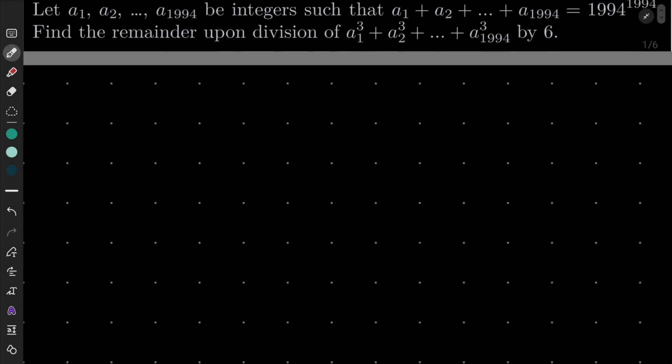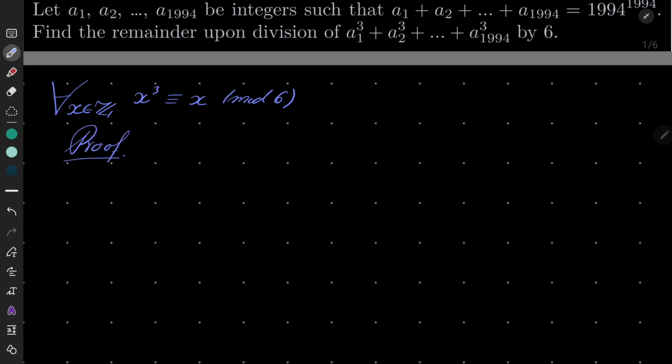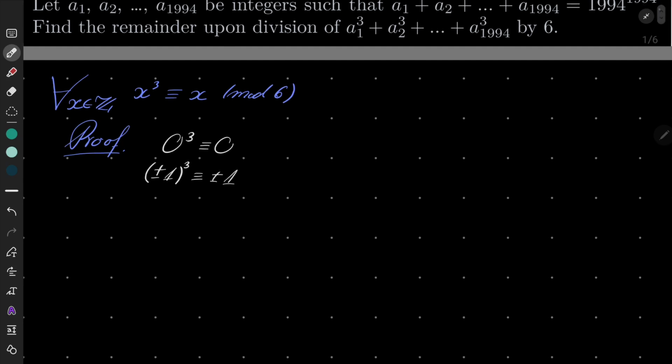Okay, so the first thing which I wish to prove is that for every integer x, x cubed is always congruent to x modulo 6. The proof is rather simple. To prove it, I will just consider every possible remainder upon division by 6. So one possible remainder is 0. 0 is obviously congruent to 0. Other two possible remainders are plus or minus 1, and they are congruent to plus or minus 1, obviously.